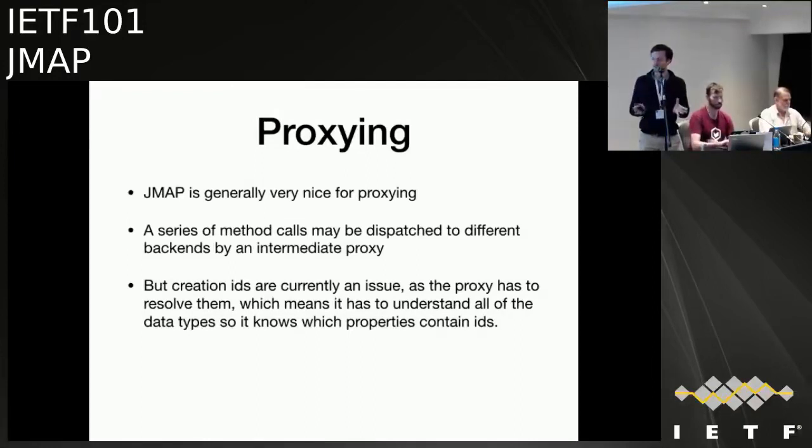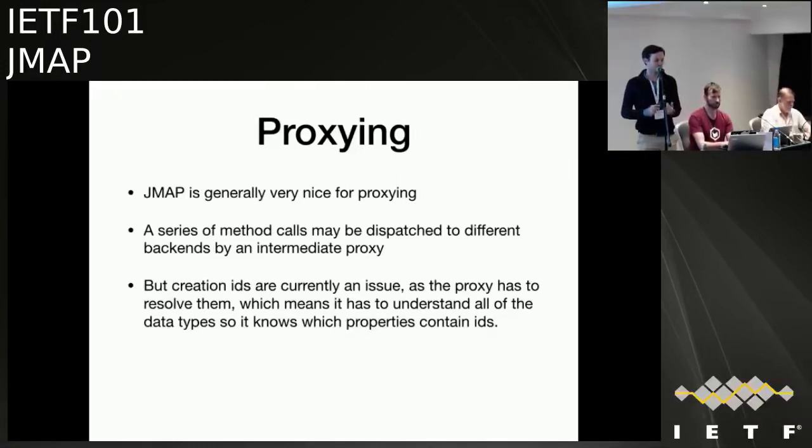Generally, JMAP's very easy to proxy, and the proxy can be quite simple. It doesn't have to understand much at all about the structure of what it's being sent. It doesn't have to know every method in detail. It can just know the general format of a JMAP API request, look at maybe just a method name and one of the arguments, and then dispatch where it needs to dispatch.